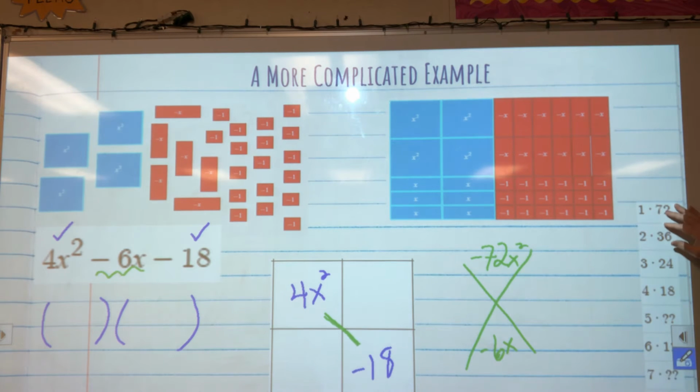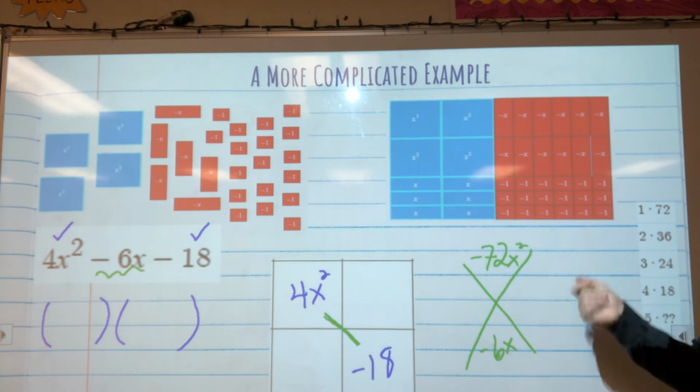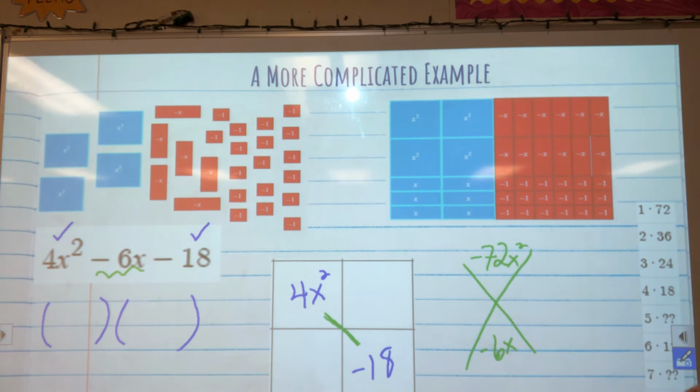Now, I put together this list, and if you're not so great at recalling your multiplication times tables, make this list. Start at 1. 1 times 72, 2 times 36, 3 times 24, 4 times 18. And if you don't know, use a calculator. How many times does 4 go into 72? 72 divided by 4, 72 divided by 5, 72 divided by 6, 72 divided by 7, 72 divided by 8. And you can put together this whole list.